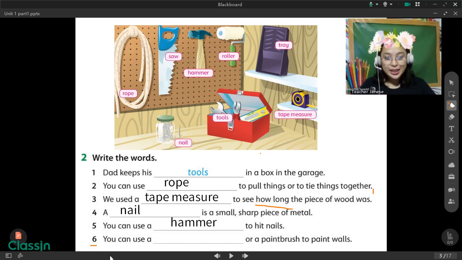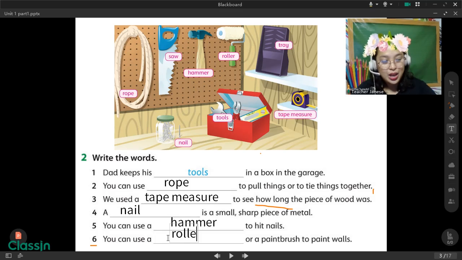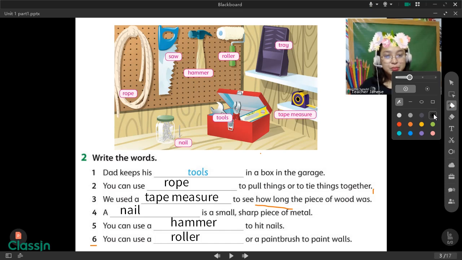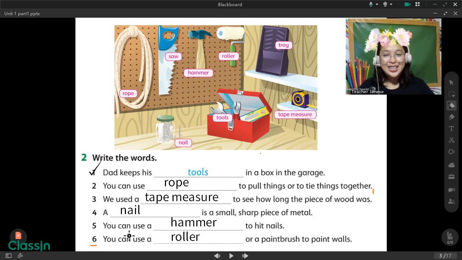Okay, number six. You can use a blank, or a paintbrush to paint walls. Yes, it's a roller. Okay. Roller. Very good. So here, now let's try to read again. Okay, what's number one? Dad keeps his tools in a box in the garage. Okay, number two, you can use rope to pull things or to tie things together.